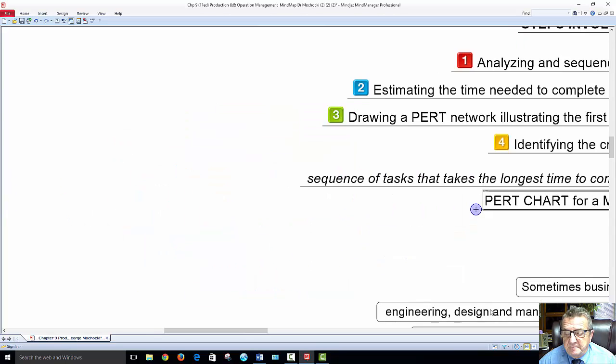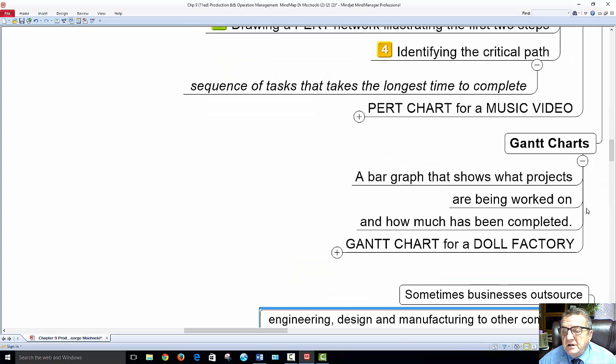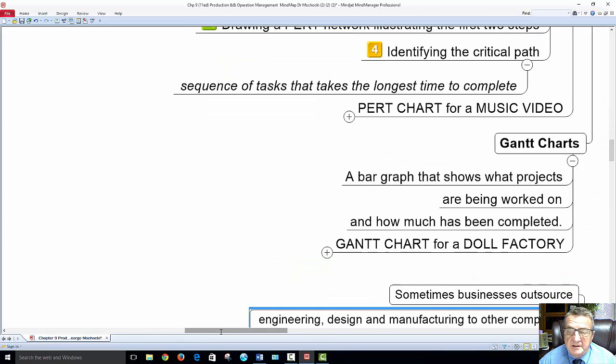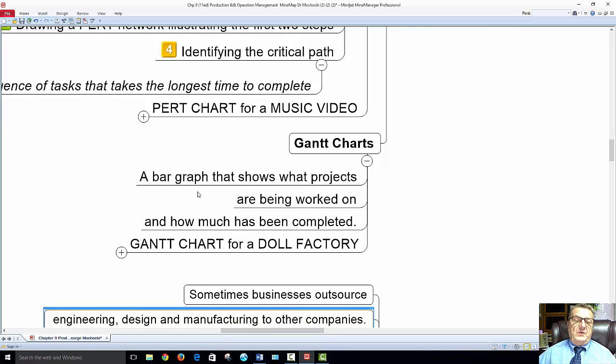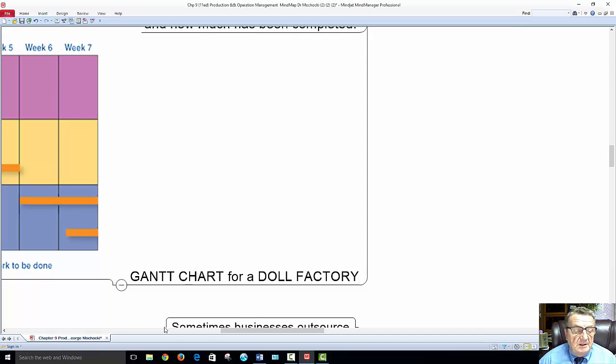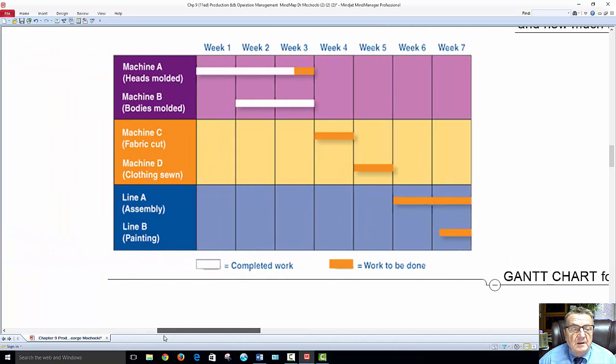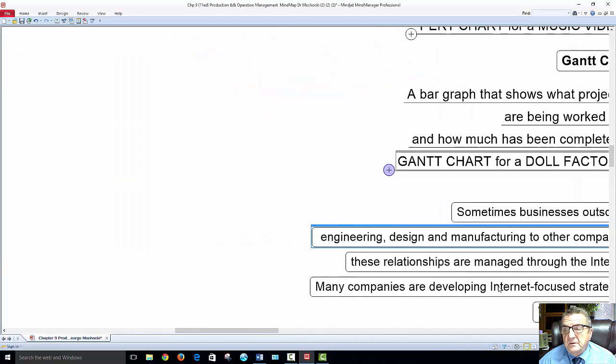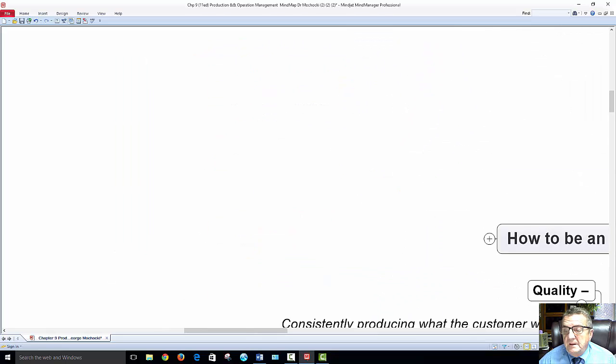Okay, close that. And then the Gantt chart, which construction usually utilizes, shows a bar graph of what projects are being worked on and how much has been completed. And here's a Gantt chart for a doll factory. And I can go into that. You look at that. We talked about it before.